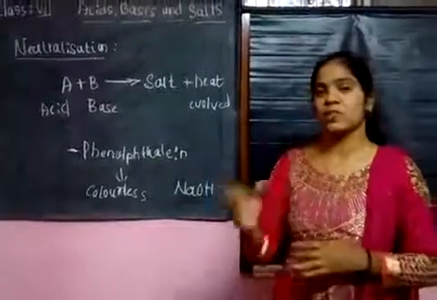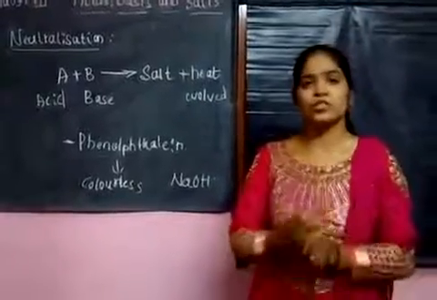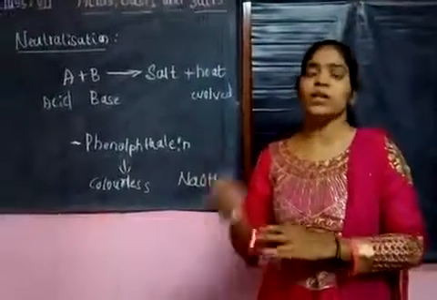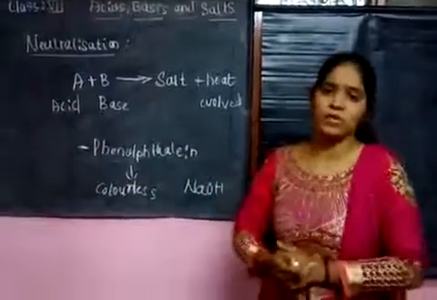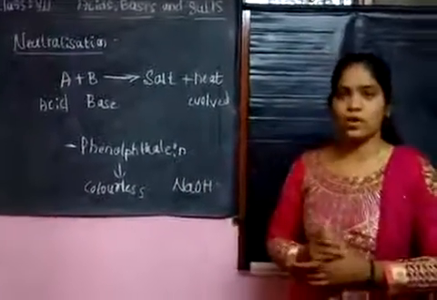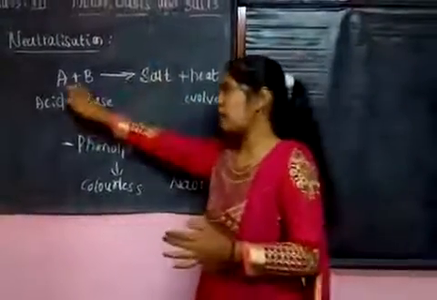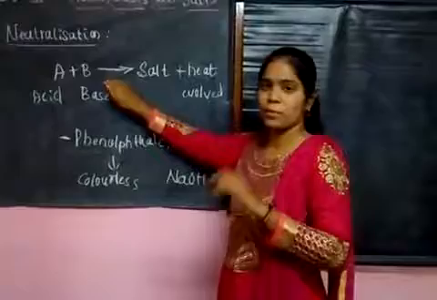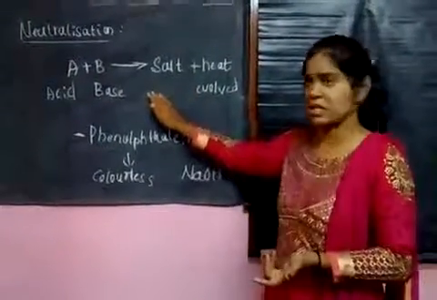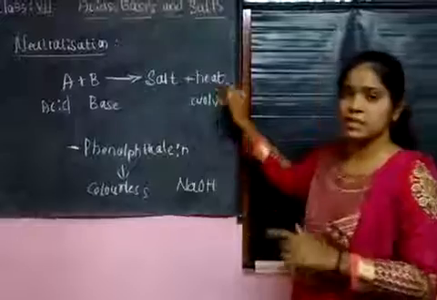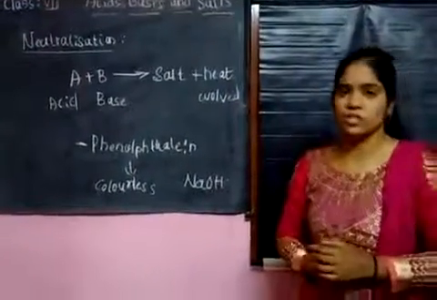So the definition of neutralization is when an acid solution is mixed with a base solution, then there is a formation of a salt with the release of some amount of heat energy. That process we call neutralization. So here I am considering the acid which reacts with the base, then it will form the salt in the presence of an indicator and heat is evolved. So this is the process of neutralization.